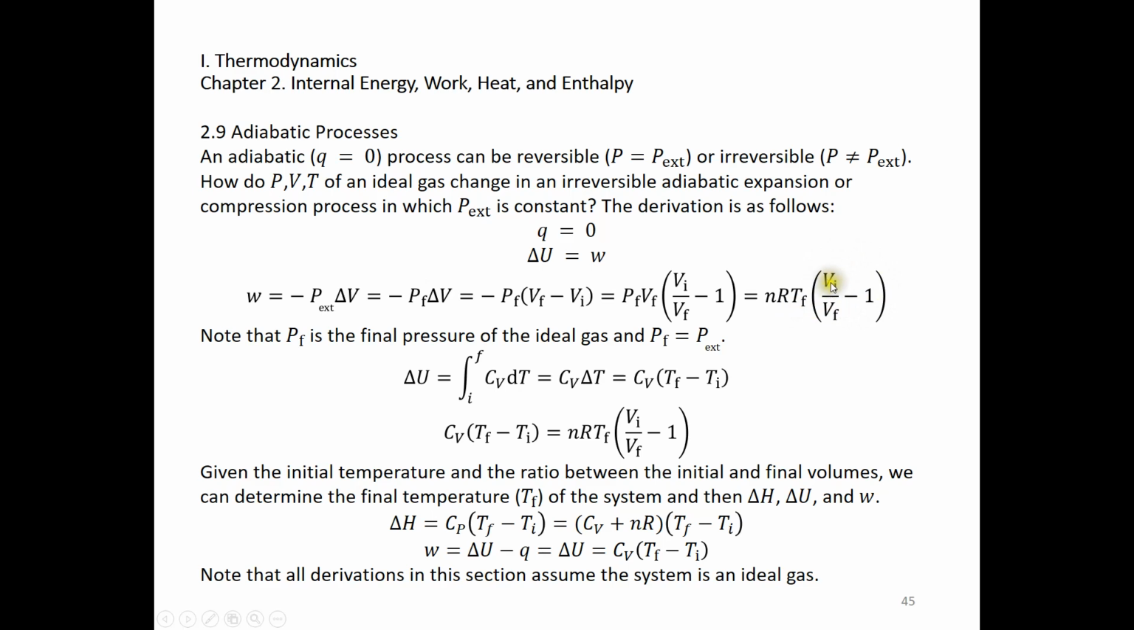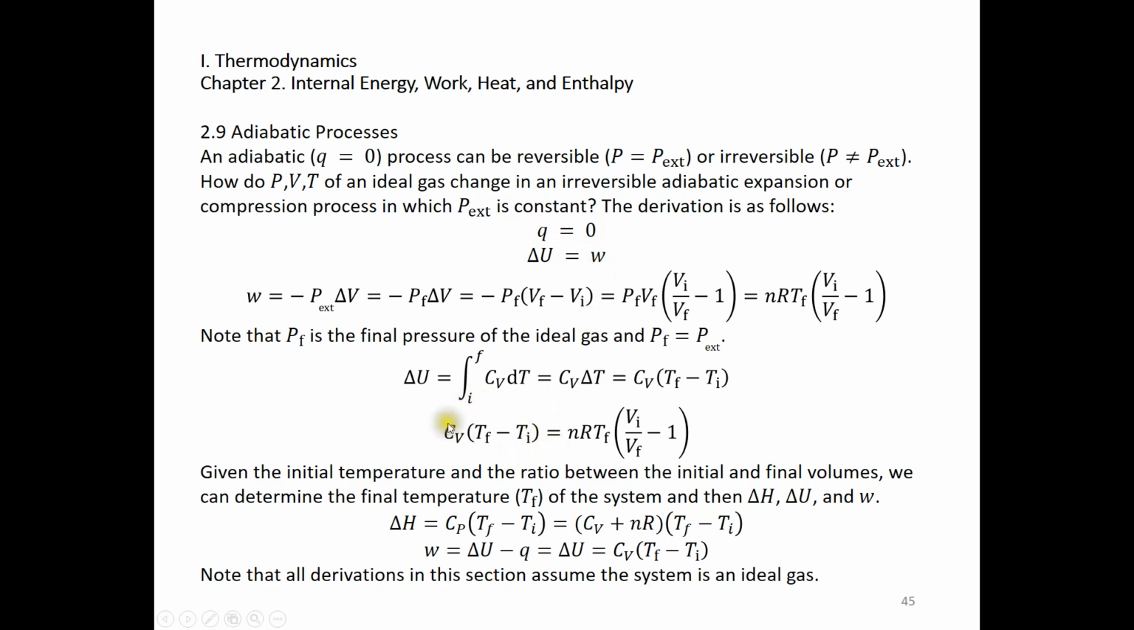The reason I put it this way is just because P final, V final can be written as nRT final. And over here, very often we will be given the ratio between the initial and final volumes. We can calculate delta U in this way because it's an ideal gas. For an ideal gas, delta U is always the integral of Cv dT, so it's just Cv times T final minus T initial. Now we have delta U, we have W. W is here, delta U is here. And we know delta U is W because Q is 0.